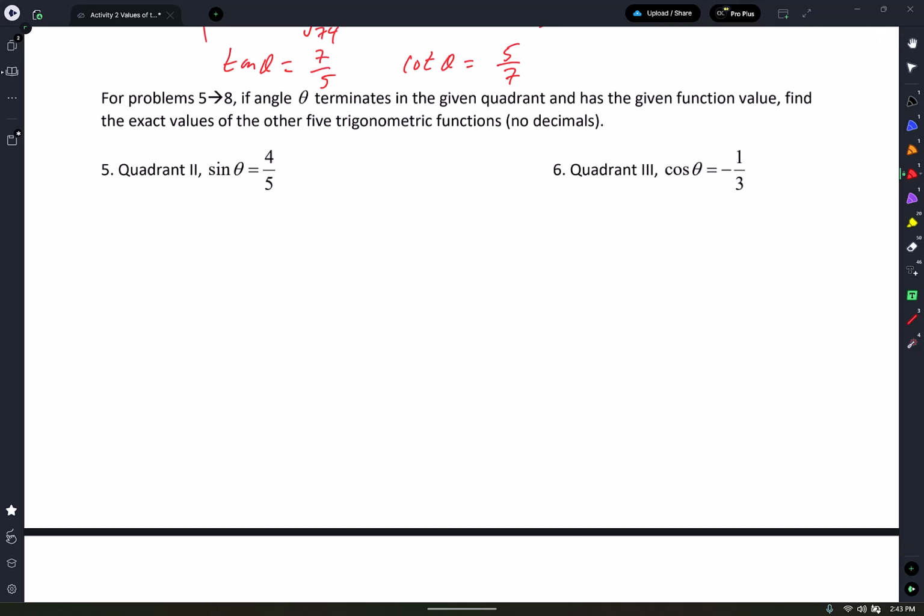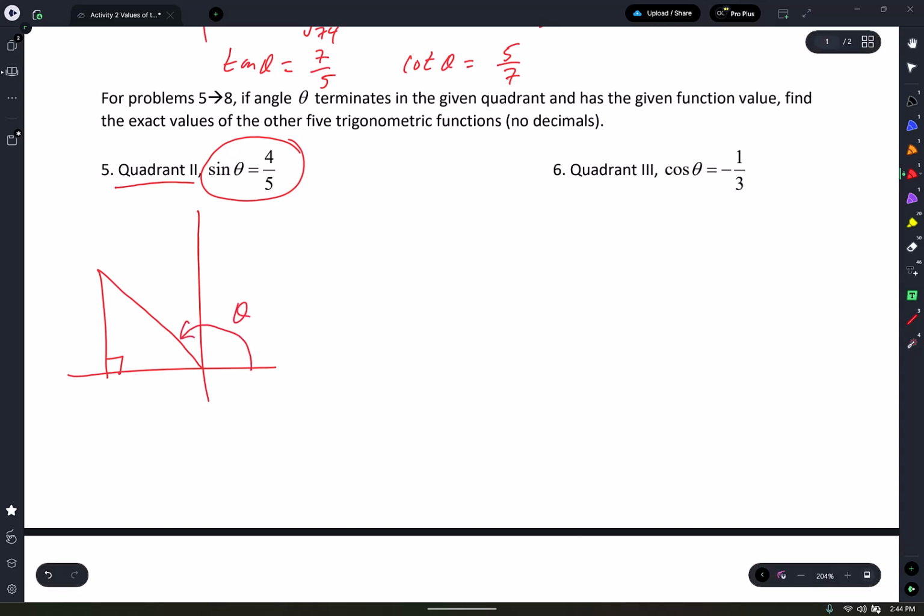Let's see what this says. If angle theta terminates in the given quadrant and has the given function value, find the exact value of the identified trig functions, no decimals. So this is kind of like the same concept. So they're telling you I'm in quadrant 2, and it says sine theta equals 4/5. So I'm going to exaggerate quadrant 2, and I'm going to draw a reference triangle. Here's the actual angle. And here's my reference angle that I'm going to use to help me out.